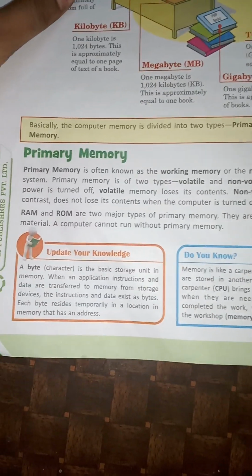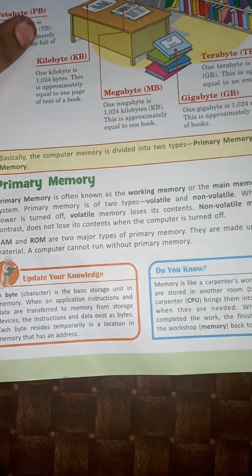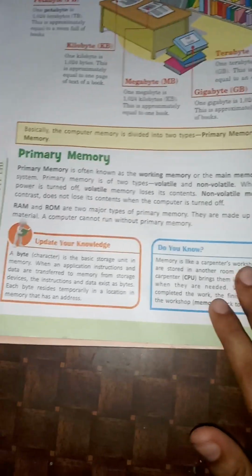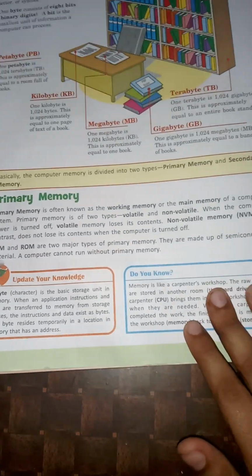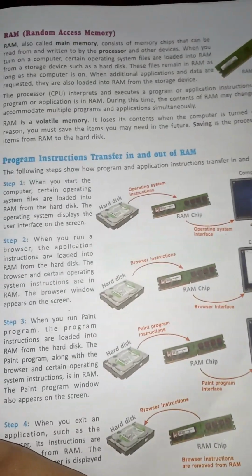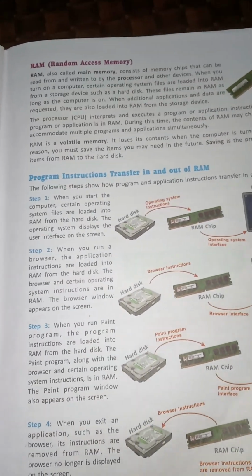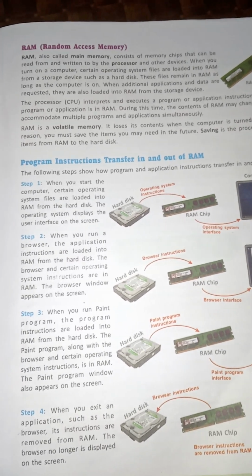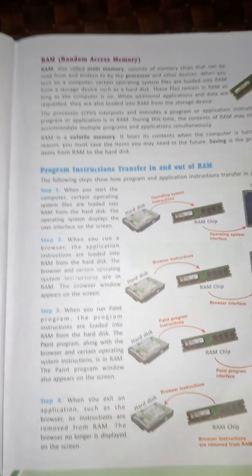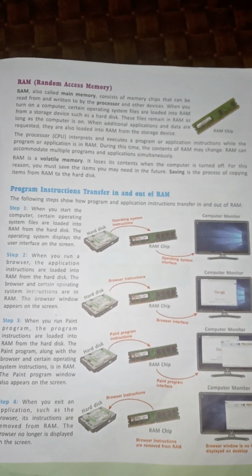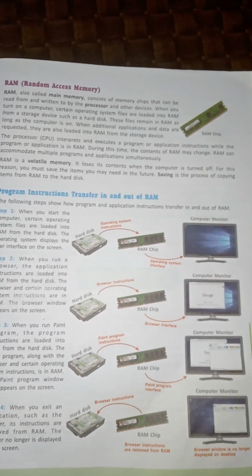RAM and ROM are two major types of primary memory. They are made up of semiconductor material. A computer cannot run without primary memory. RAM, random access memory. RAM, also called main memory, consists of memory chips that can be read from and written to by the processor and other devices.